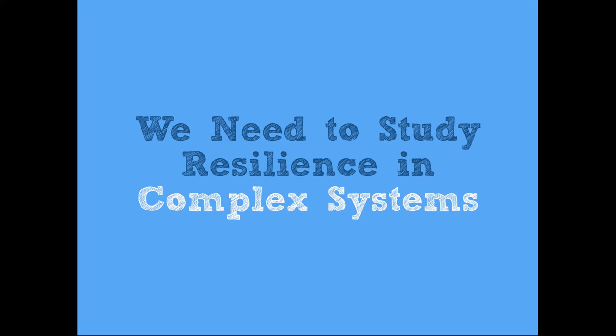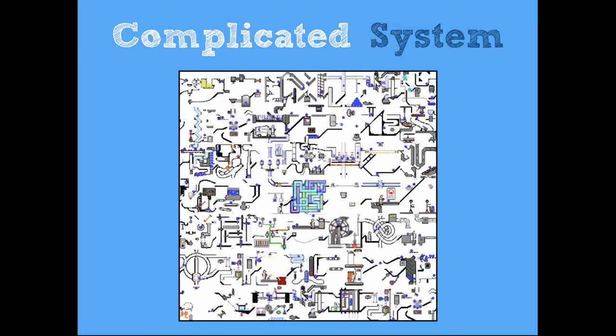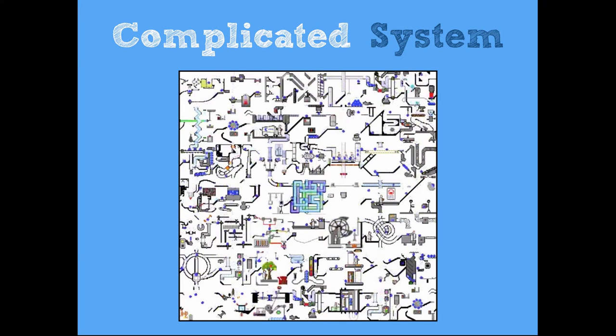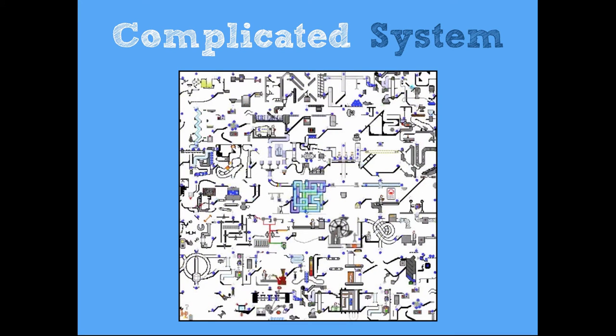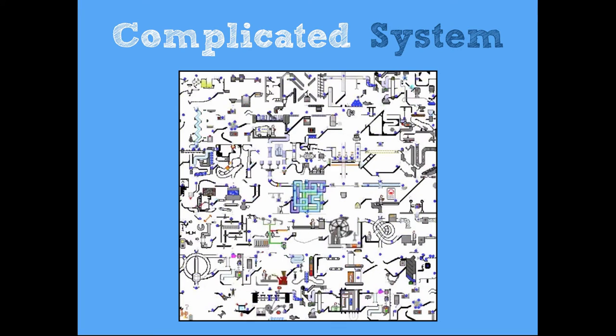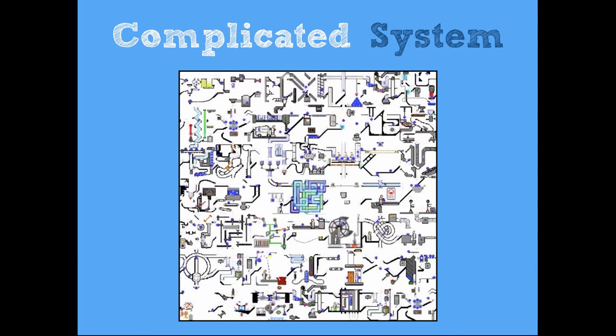So I'd like to take some time to study resilience in complex systems. But first, what is complex, and how is it different from complicated? This is a complicated system. A complicated system is usually defined by many different small parts, with an emphasis that they are all different. Each one has its precise role in the machinery, and even though it might be very hard, it's actually possible to fully comprehend a complicated system.